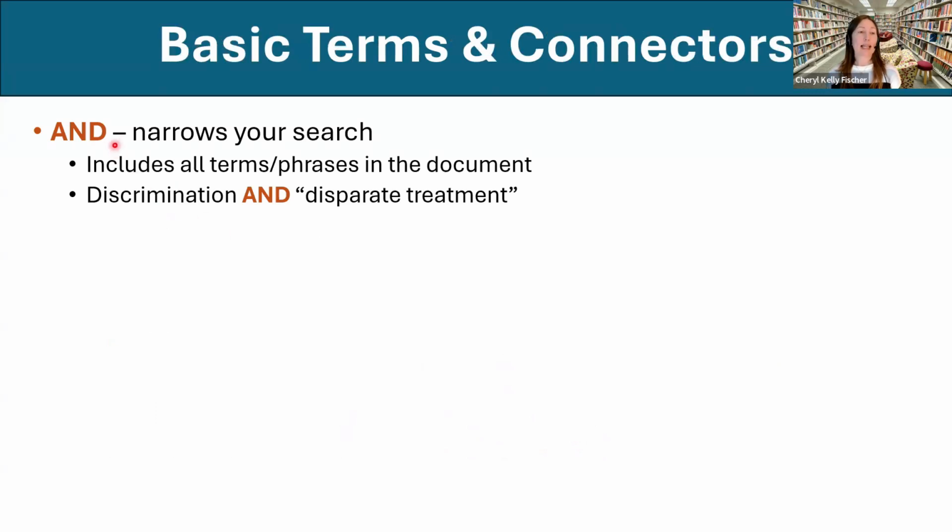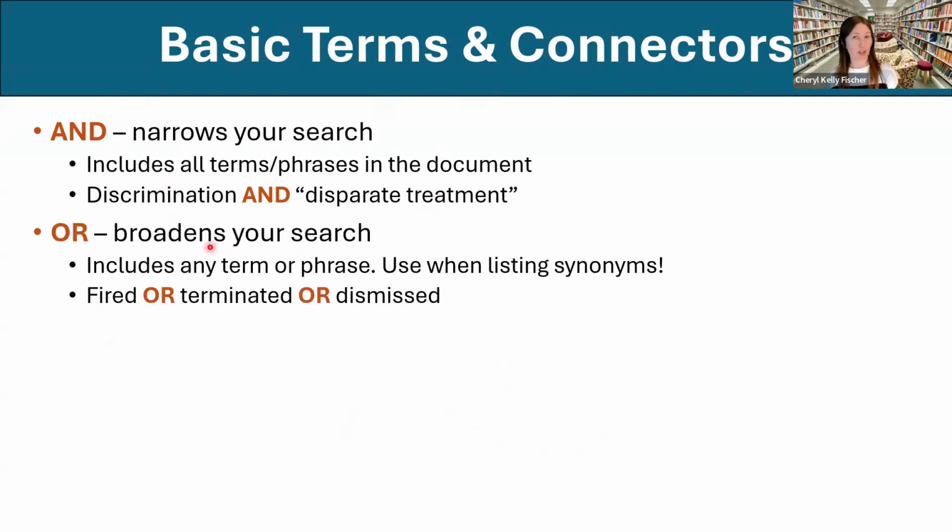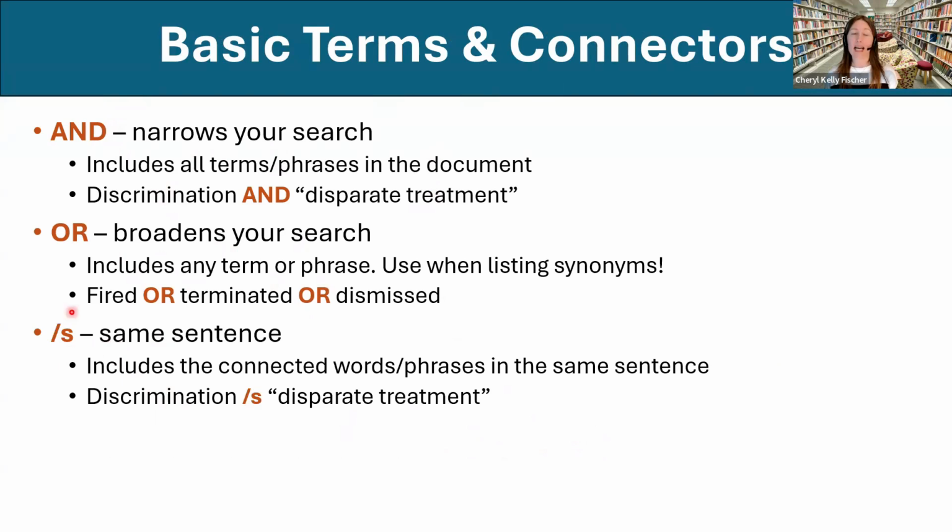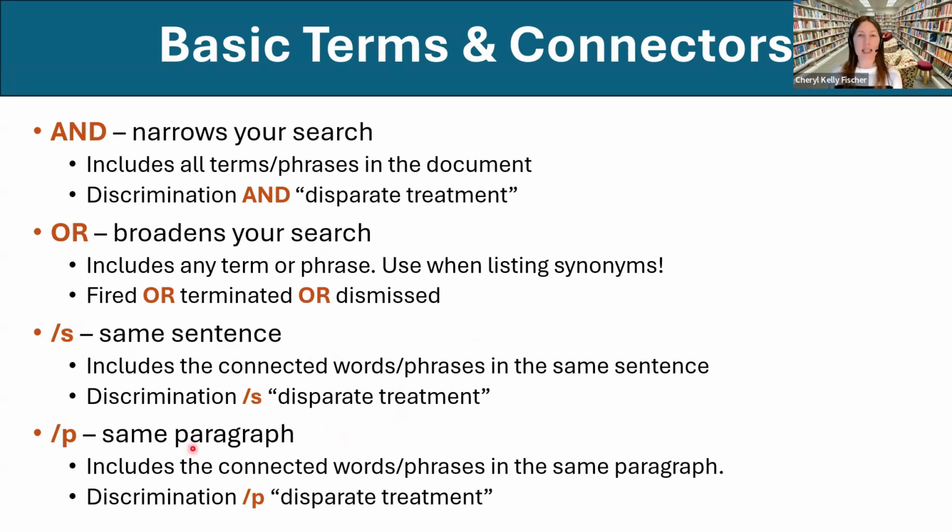All right. The basic terms and connectors include AND. That's going to narrow your search. It means all of the words connected with AND have to appear. Or it's going to do the reverse. It's going to broaden your search. It means that any of the terms in your string are going to appear before that result comes up. And /s means same sentence. It's what you do to tighten your connectors. It makes sure that the connected words between the /s are going to appear in the same sentence of your document. And finally, /p means same paragraph, in the same idea that you'd be using same sentence.